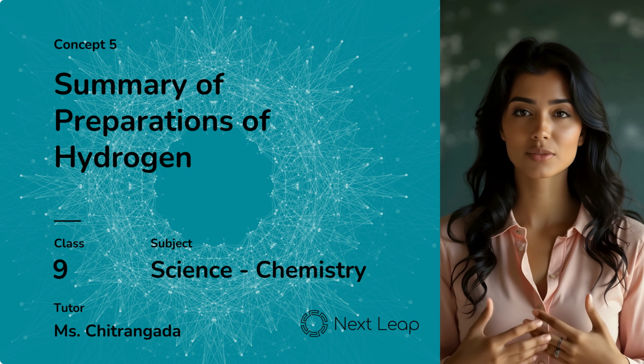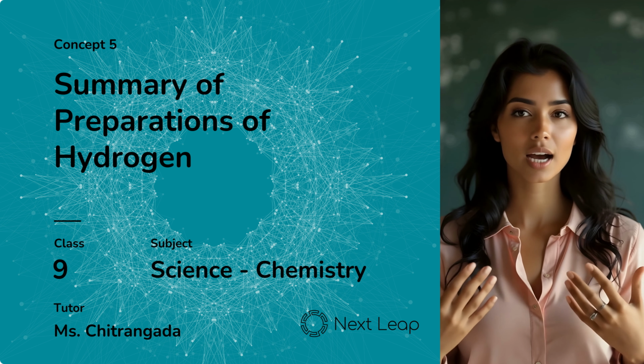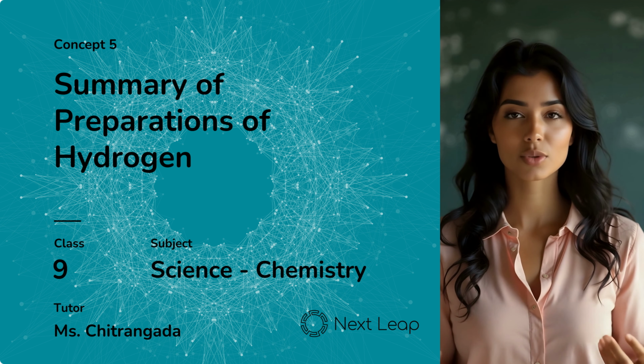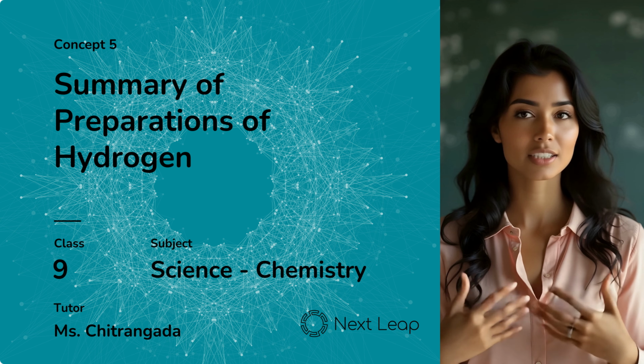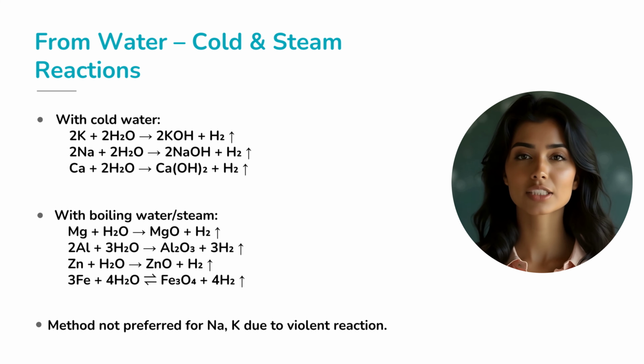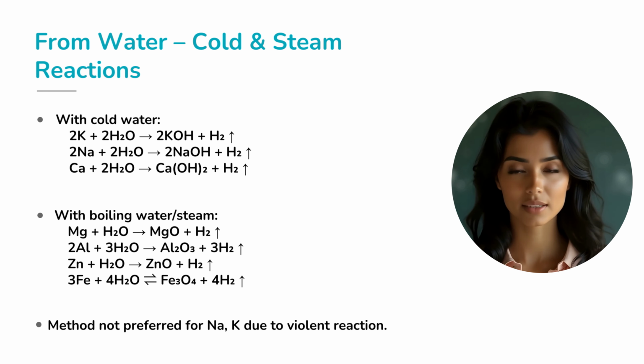water. The general reaction looks like this: metal plus water, acid, or alkali gives hydrogen gas and a salt. This means that the reactivity of the metal determines how easily hydrogen is liberated, and as we move through different methods, we'll see how this plays out in practice. Now, let's break down how metals interact with water, both cold and boiling.